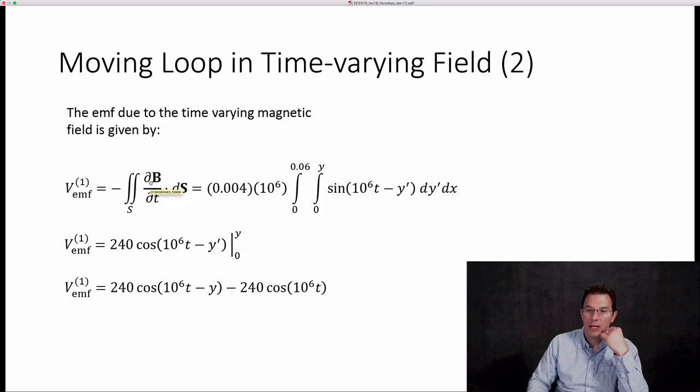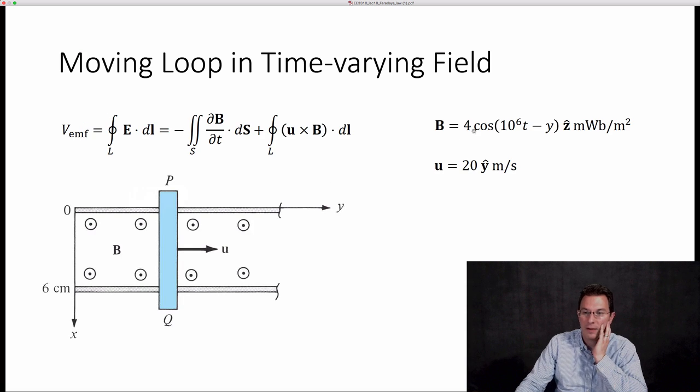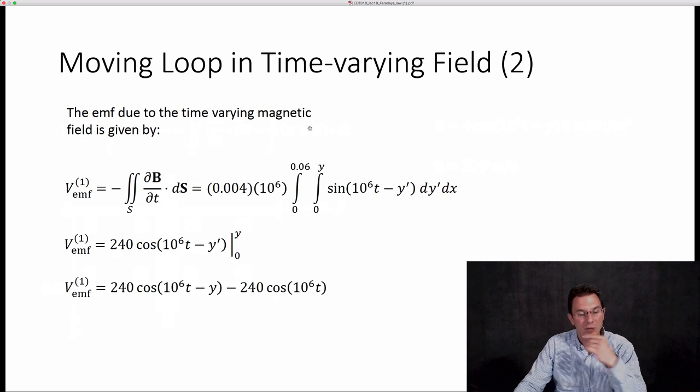All right. In order to do that, we introduce a dummy variable y prime over which we're going to integrate. So we're integrating from 0 up to y. We're integrating y prime, I should say, from 0 up to y. Recall that, again, this B field depends on the y coordinate, so it's not constant spatially in this case. So we introduce a dummy variable y prime, and we integrate that dummy variable from 0 up to whatever position y the right-hand side of the loop currently is at. So here's the integral that we have to deal with. And again, it's not a difficult integral.